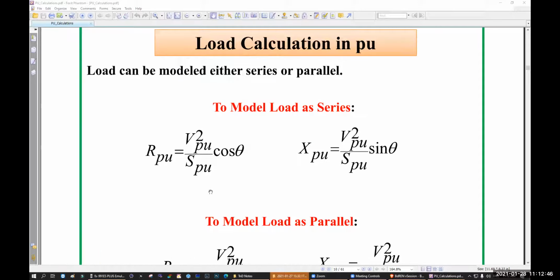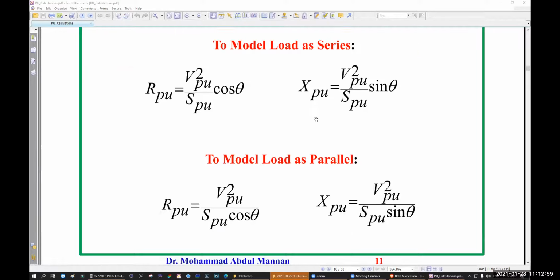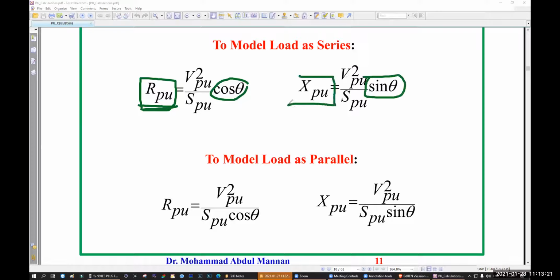Okay. Now let's move forward. Load calculation in per unit. We have to calculate the load in per unit. Load can be modeled either series or parallel. To model load as series, RPU will be V square divided by S cos theta. XPU will be V square S sin theta. Remember, cos theta will be your actual load, that is your real load, that means resistance, and your sin theta will be with your reactance X, right?